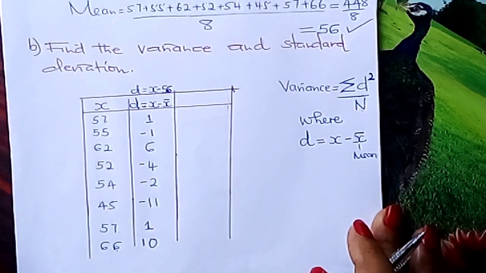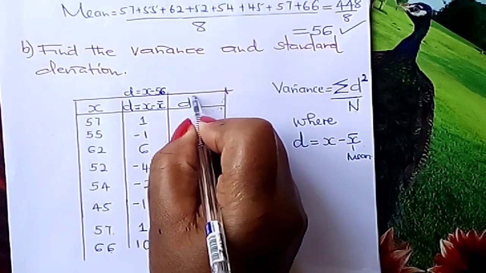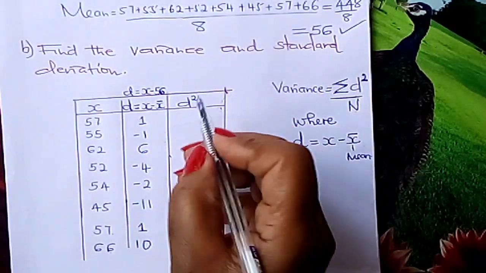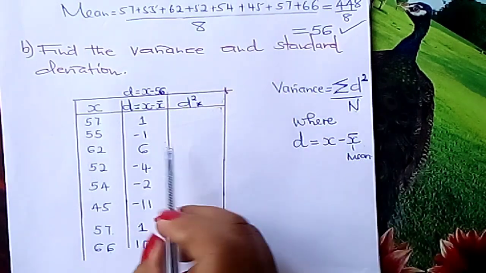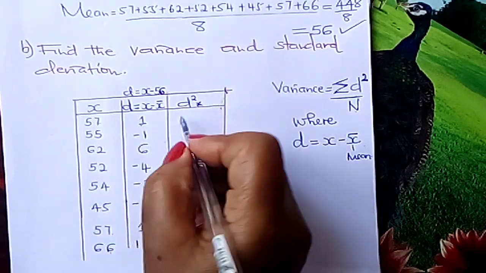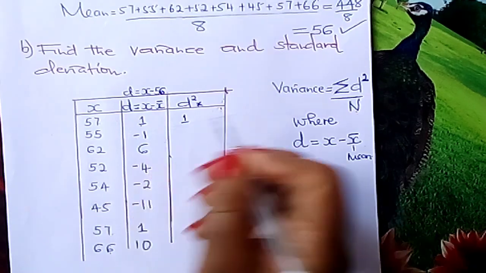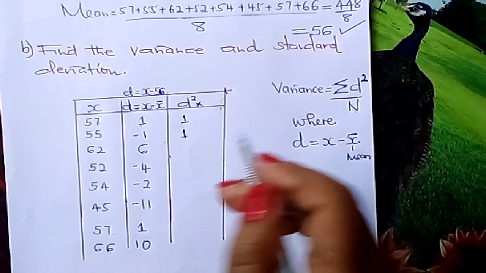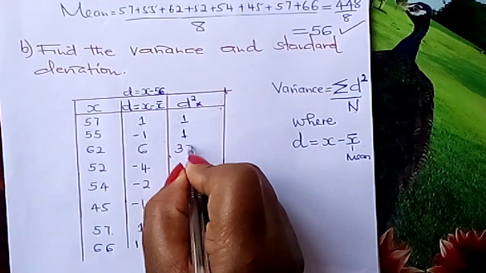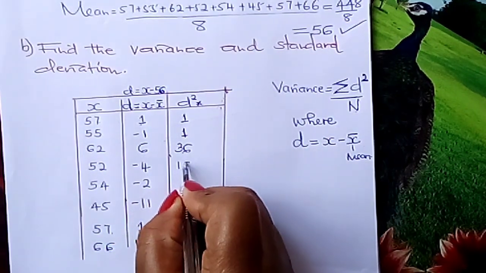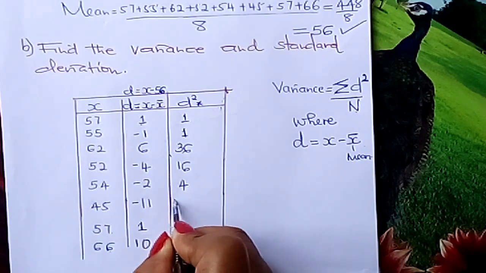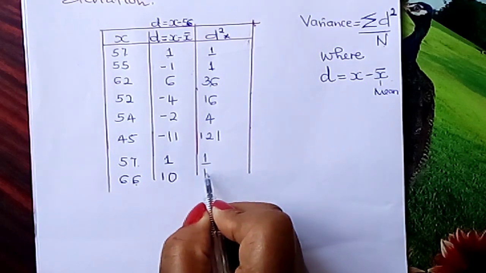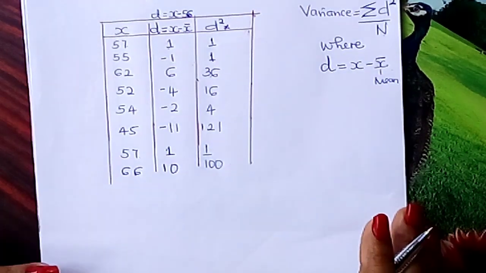Then, learner, we need d squared. What is d squared? It is x minus x bar, squared. So we can just write d squared. You square the d. Square this, you get 1. Minus 1 squared, learner, is 1. That is minus 1 times minus 1 is 1. 6 squared is 36. Negative 4 squared is 16. This gives us 4. This is 121, learner. This is 1. And this is 100. Look at that.